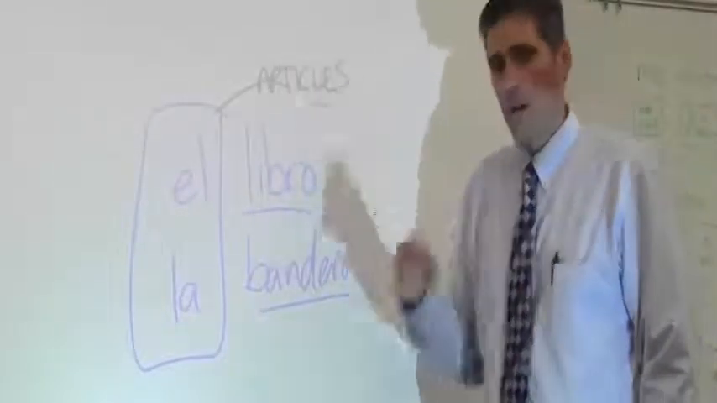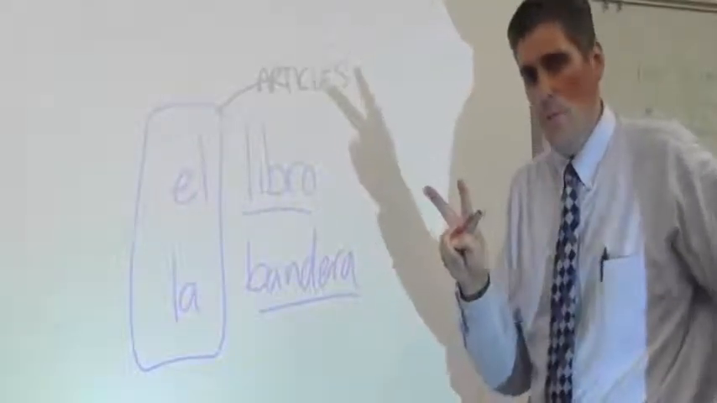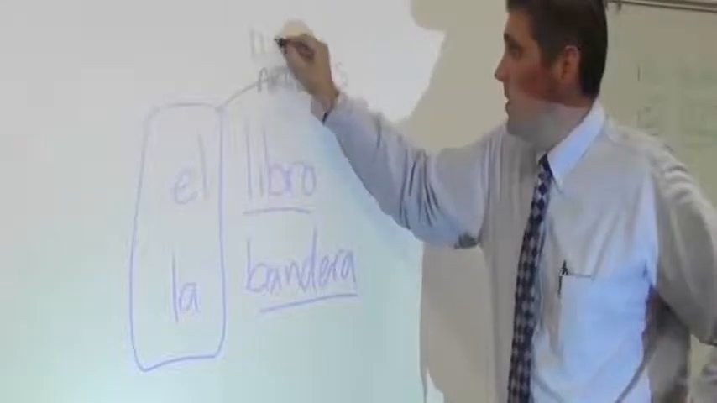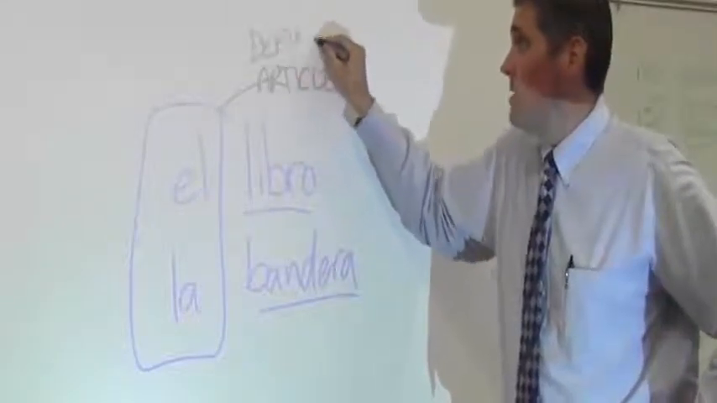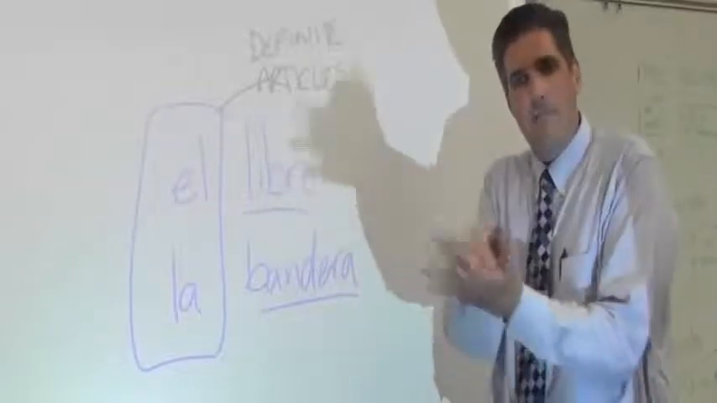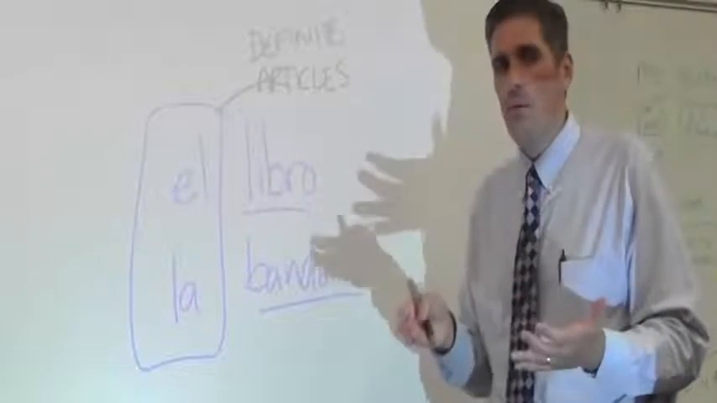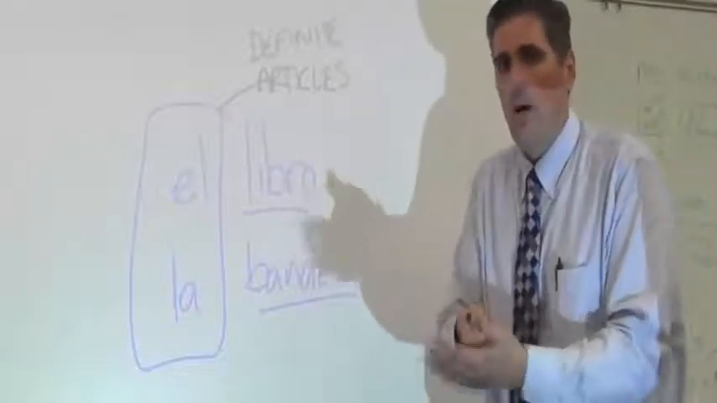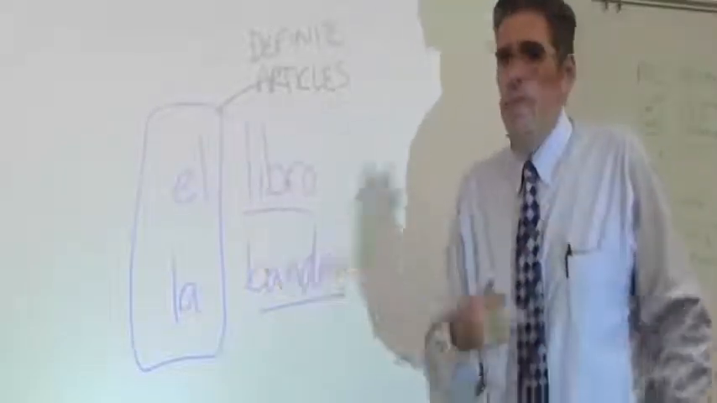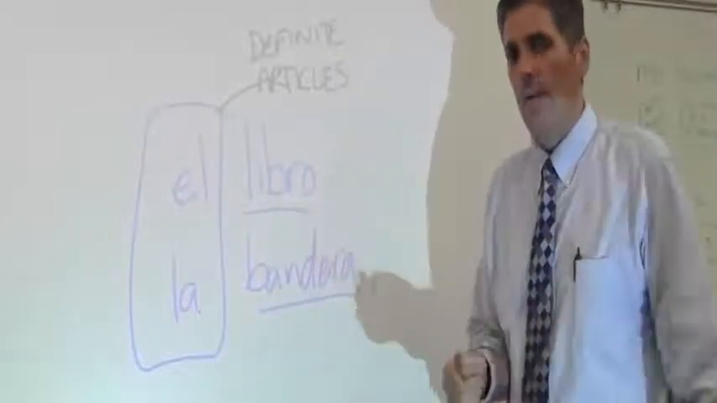Articles. Not article in a paper, just articles. Now, we also have two types of articles. We have definite articles, which is what these are. We use the word definite because it's defined. When I say give me the book, I assume you know which book I'm talking about because I'm saying the book. I'm not just saying give me a book, give me whatever book. I'm saying give me the book. It's defined, it's definite which book I'm talking about.